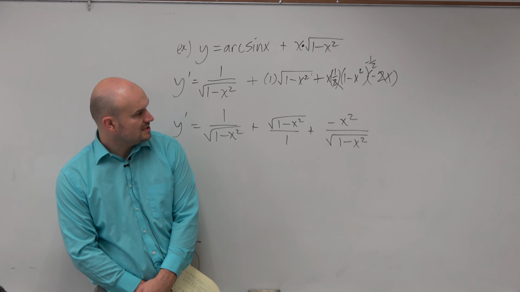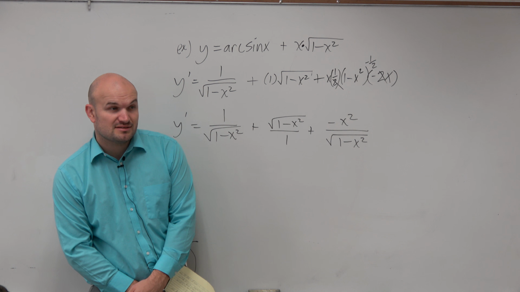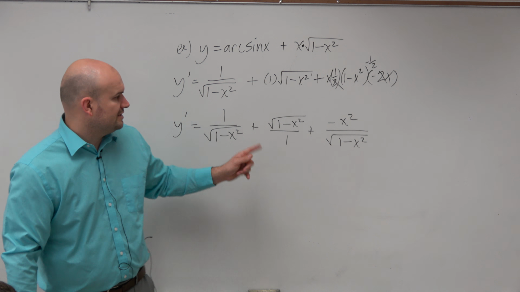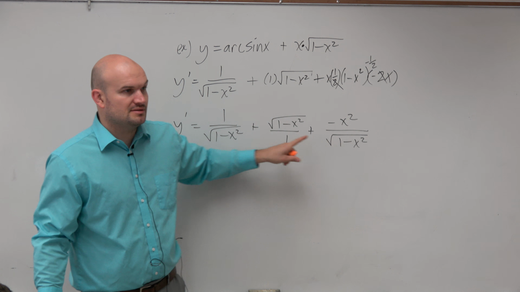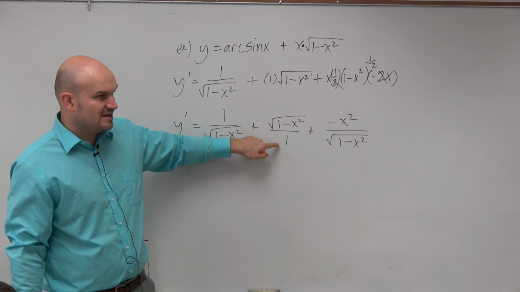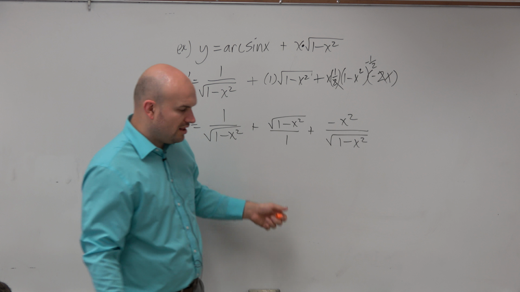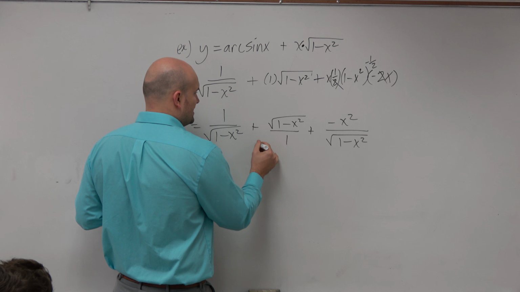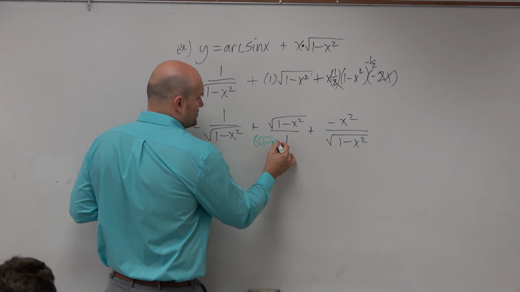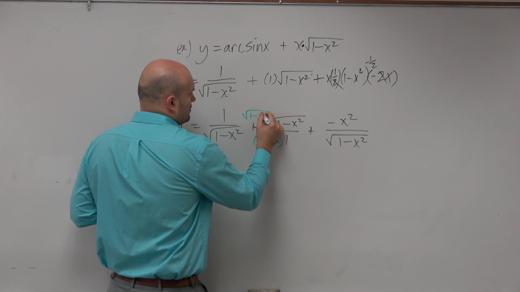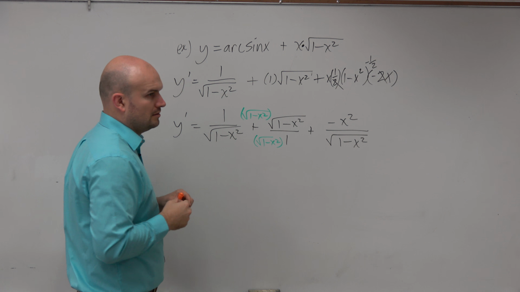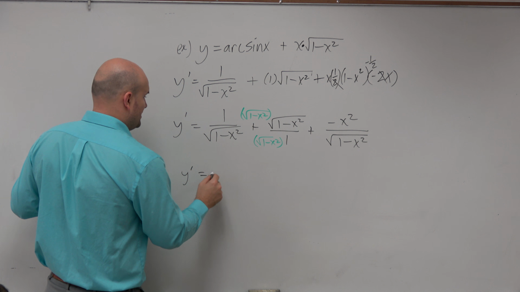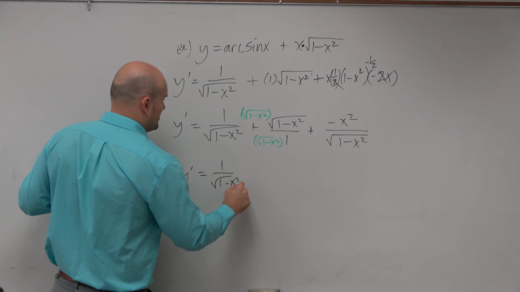Everybody see? So all I really need to do, guys, if I want to get them to be like terms or to combine them, these already have common denominators, right? The only one that doesn't have a common denominator is this one. So all I really need to do is just multiply this times the LCD, which is square root of 1 minus x squared. Then, once I do that, I have y prime equals 1 over the square root of 1 minus x squared.